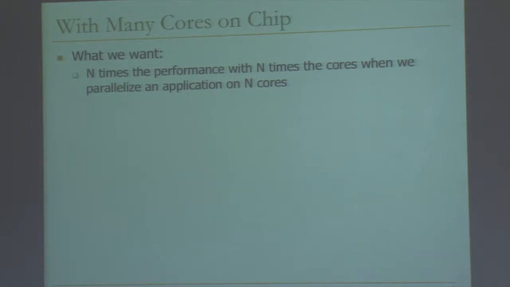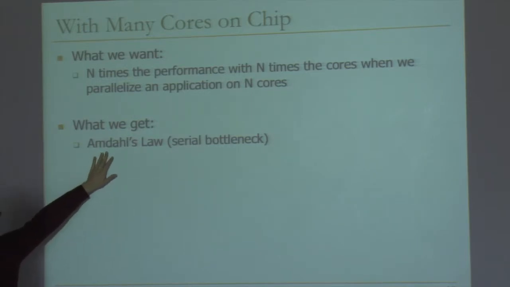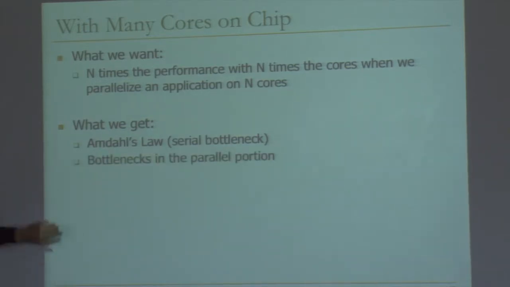So with many cores on chip, what we want is n times the performance with n times the cores when we parallelize an application on n cores. Right? But that's not what we get. We've talked about it many times. What we get is really Amdahl's law. You get a serial bottleneck and bottlenecks in the parallel portion, and there were three of them.